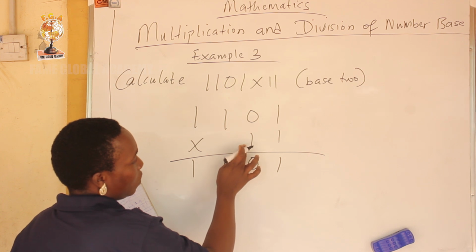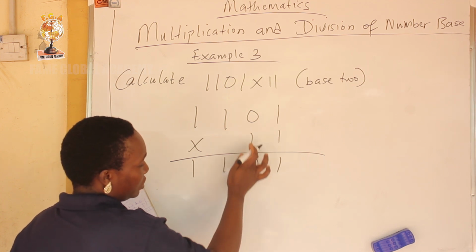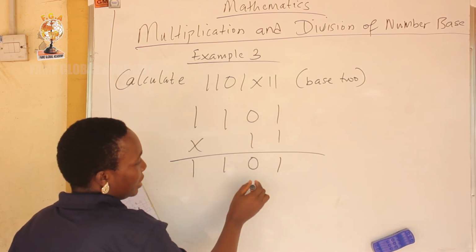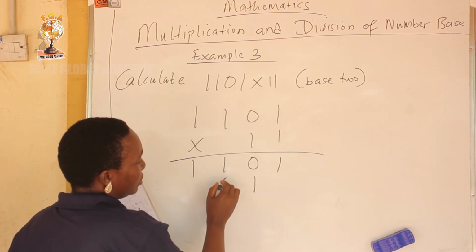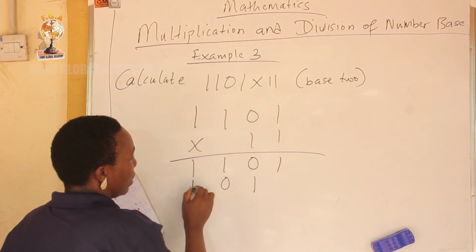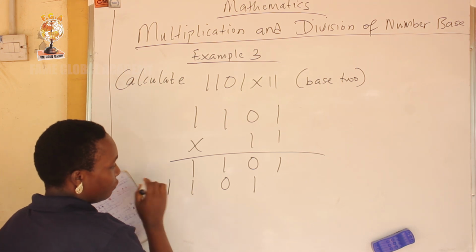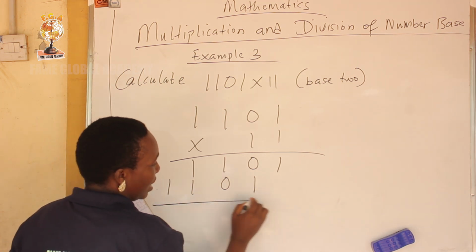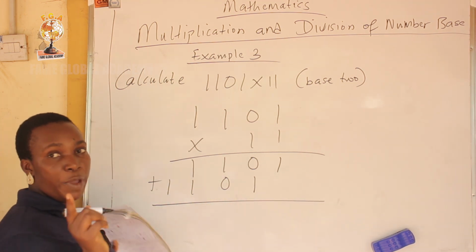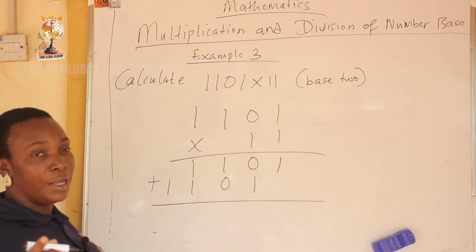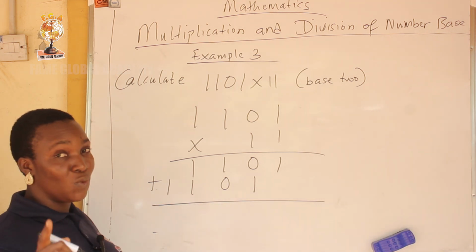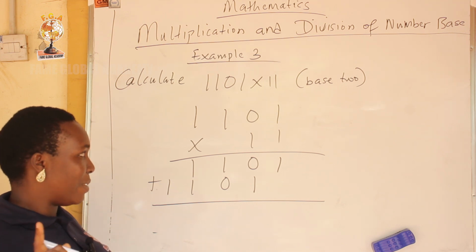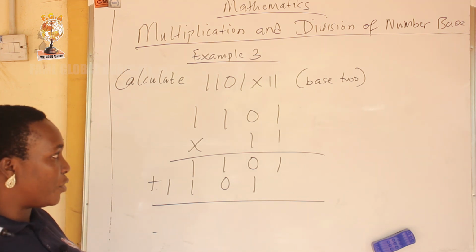So let's use the second one, starting your answer from under it. So we have 1 times 1, 1, 1 times 0, 0, 1 times 1, 1, 1 times this last one, we have 1. Then after you've gotten your 2 answers, you now add. Remember, in our addition of binary, 1 plus 1 is 10, not 2. Remember that. You can refer to our previous class.